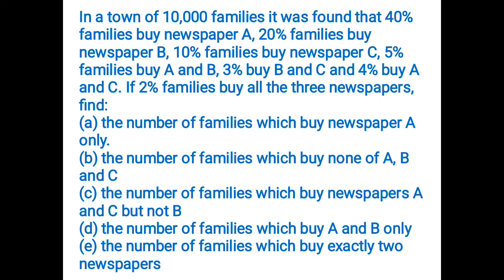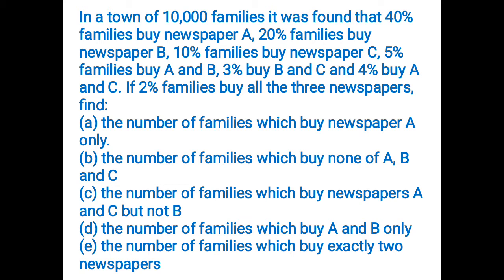All right. In a town of 10,000 families, it was found that 40% families buy newspaper A, 20% families buy newspaper B, 10% families buy newspaper C, 5% families buy A and B, that is newspapers A and B, 3% buy B and C, and 4% buy A and C. If 2% families buy all the 3 newspapers, find A, the number of families which buy newspaper A only.